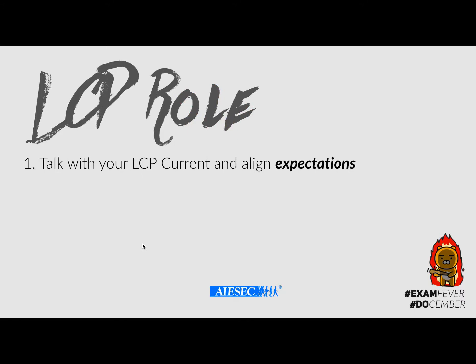So for the LCP role, first of all, really talk to your LCP current and align expectations. What are the things that you expect from each other? What is the amount of time that you can work on Isaac stuff in a week? Because a lot of times LCPs current are like, oh, my role is about to end, I'm gonna give everything to my elect. And it's like, no, you actually need their support. So that's why it's very important to align expectations with your LCP current.